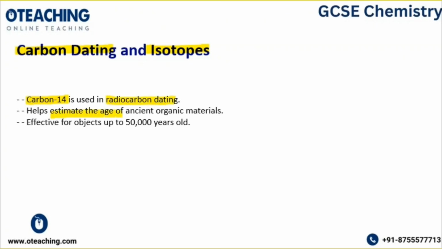It helps us to estimate the age of ancient organic materials. For example, there is an ancient organic material, and we need to know how old it is. So, through carbon dating, we can get to know about its age. It is effective for objects up to, sorry, 50,000 years old. So this is what we call carbon dating.